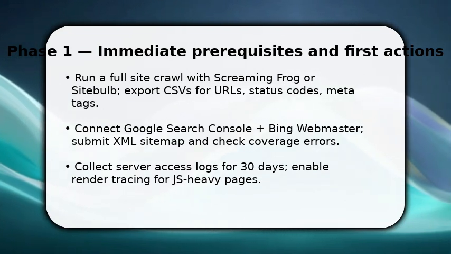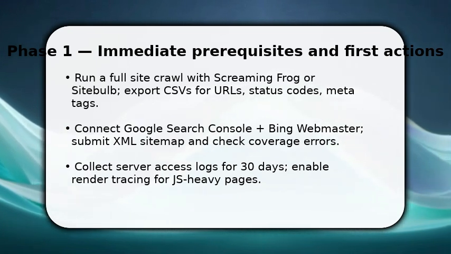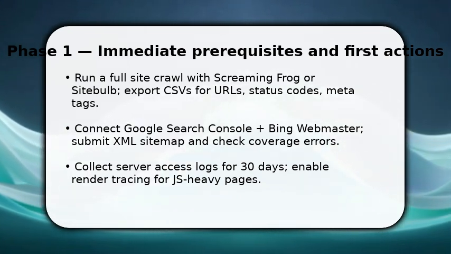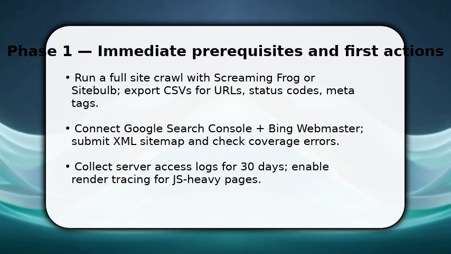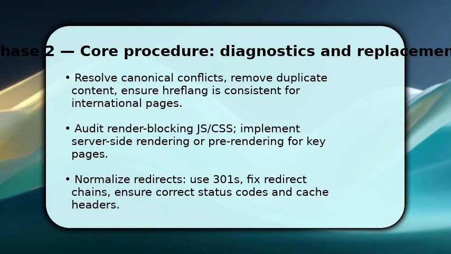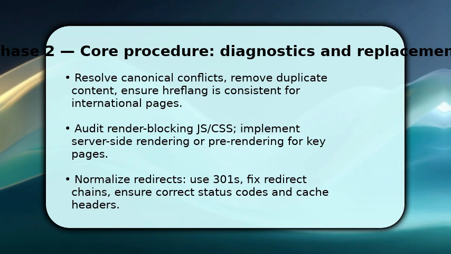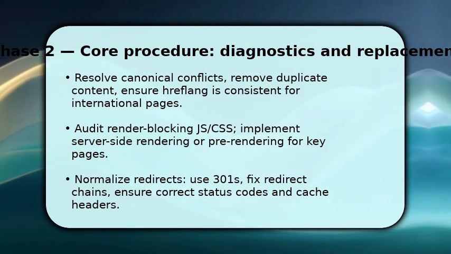Once done, prioritize critical indexability and 5xx errors so you can focus on fixes that immediately affect organic visibility. Next, you tackle the complex middle work. Fix canonical conflicts and remove duplicate content so crawl budget isn't wasted. Verify hreflang tags if you serve multiple regions.